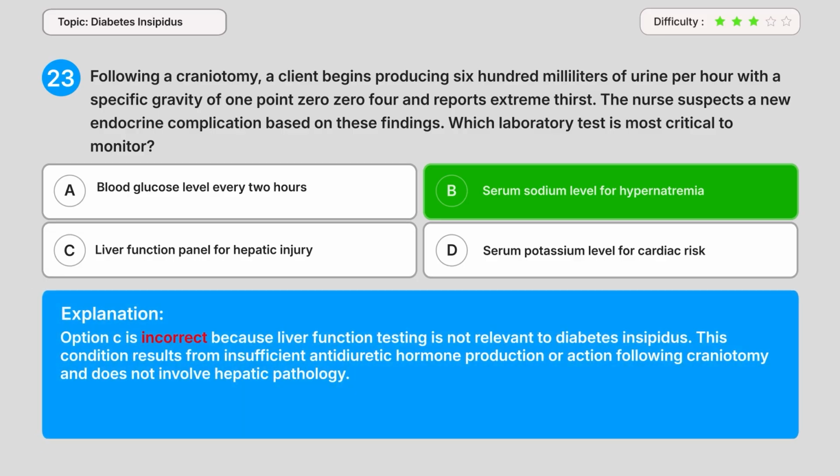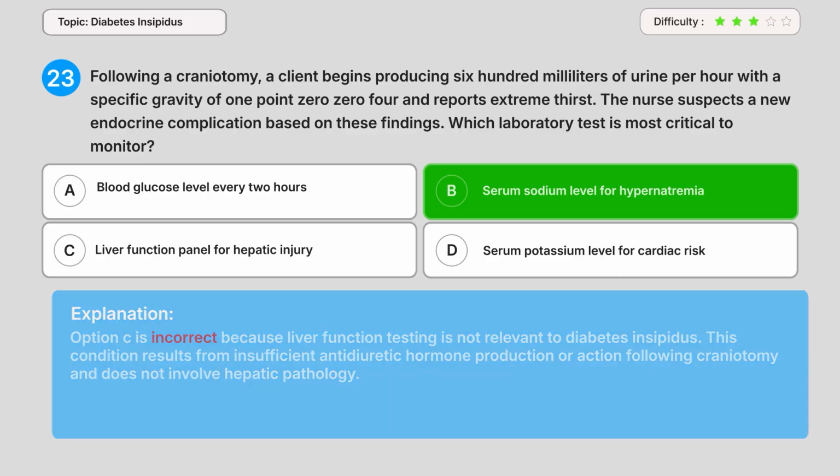Option C is incorrect because liver function testing is not relevant to diabetes insipidus. This condition results from insufficient antidiuretic hormone production or action following craniotomy and does not involve hepatic pathology.